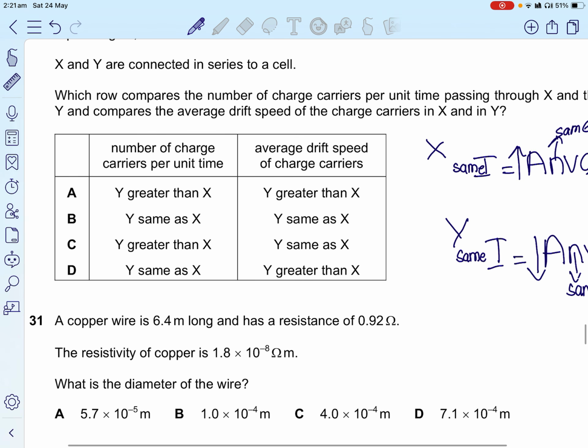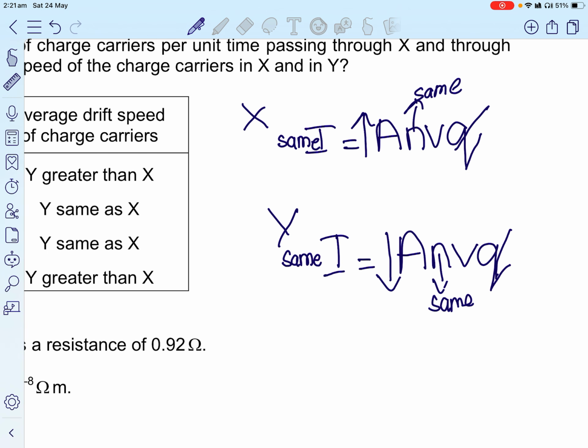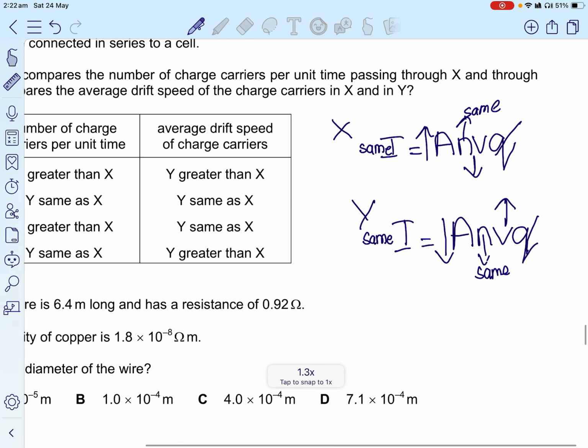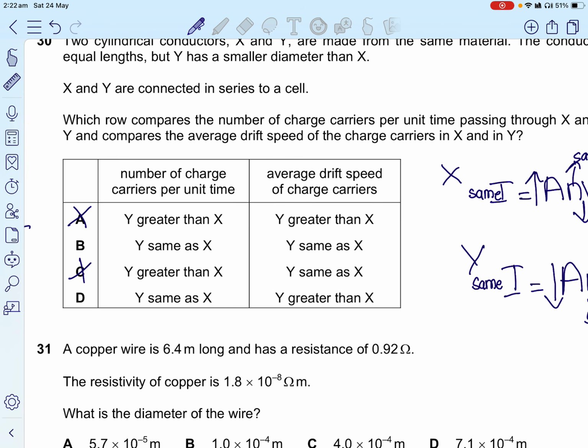First of all, the number of charge carriers per unit time is essentially current, and the current is the same, so it can't be A or C. It has to be B or D. Now what you're left with is V. If the current is the same and the area is increasing, the V must decrease to keep the current the same. Whereas here, the area is decreasing, so the V must increase. So the V of Y must be greater than the V of X to keep the balance in the equation. Therefore, the drift velocity of the charge carriers in Y should be greater than in X. Therefore, the answer to 30 is D. I hope this is clear.